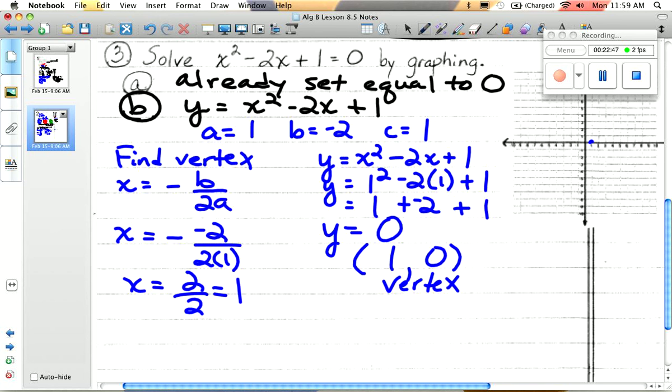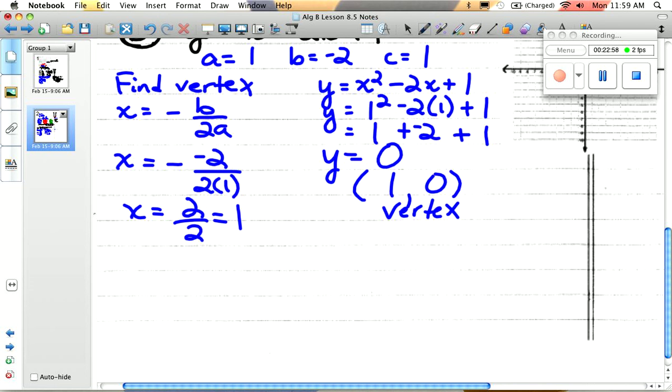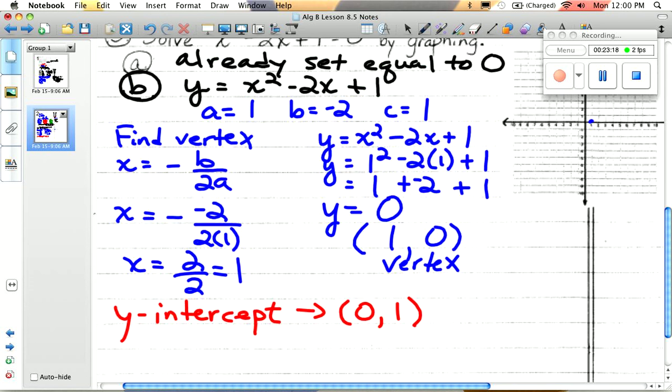Does that have a reflection point? No. So what would be our next point we're going to find? The y-intercept. So next we're going to look for the y-intercept. What's our y-intercept? 0, 1, because c is equal to 1. So our y-intercept is 0, 1.